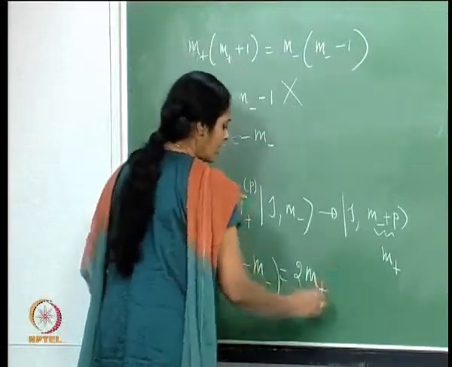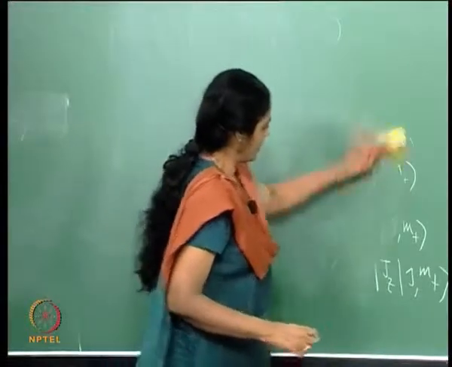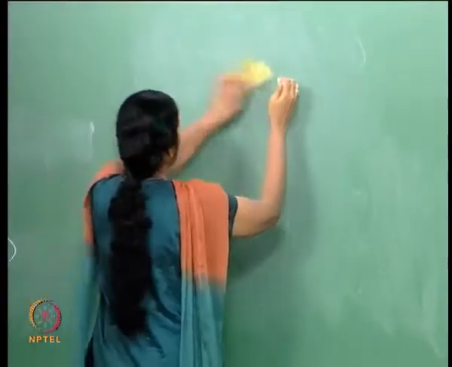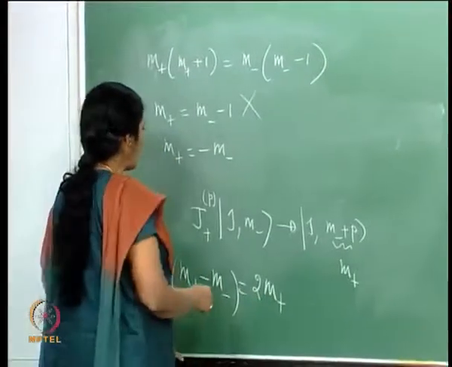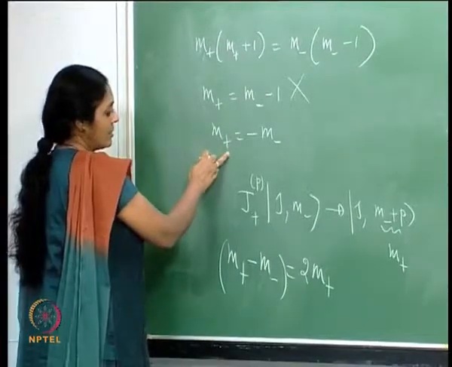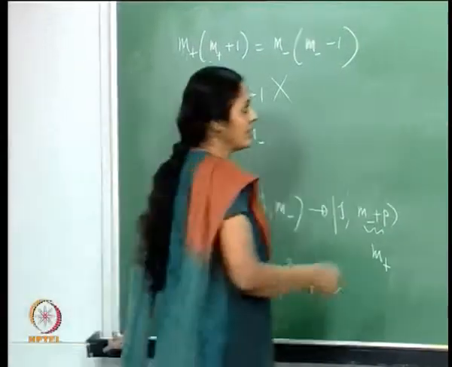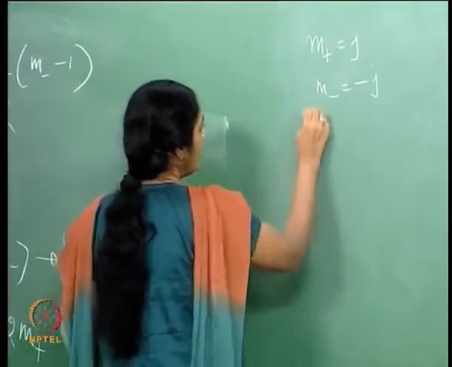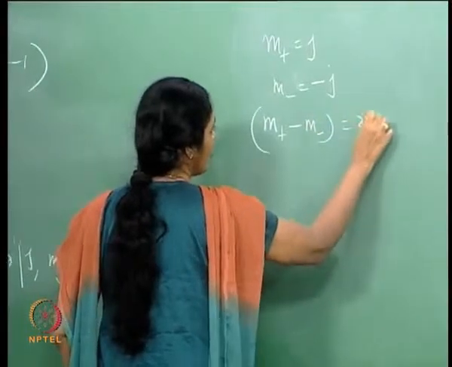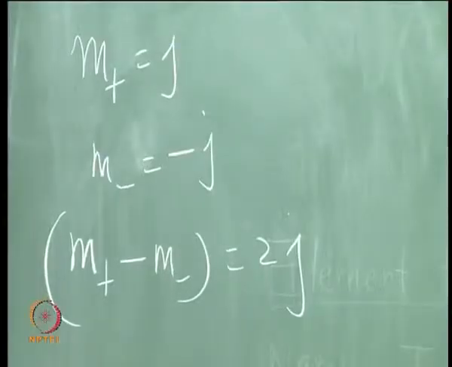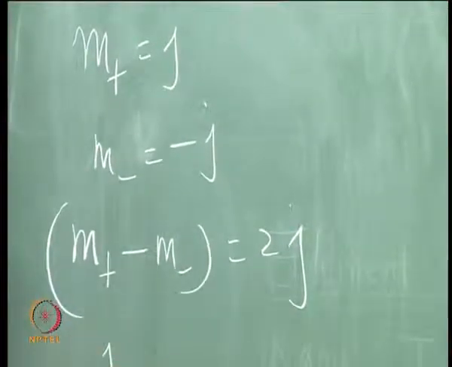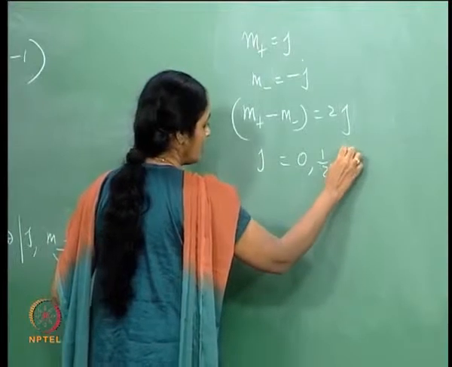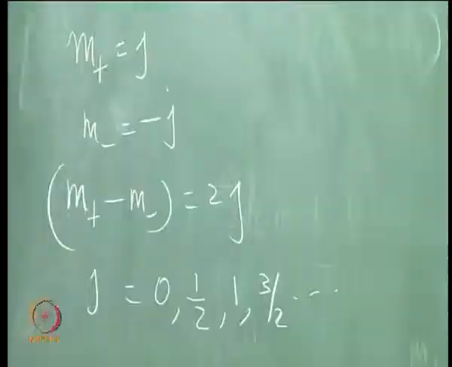The solution is this. Since lambda is simply a function of j, I now have m plus minus m minus is 2m plus, and m plus is j, and therefore m minus is minus j. And therefore m plus minus m minus is 2j. But this is an integer. Therefore j takes values 0, half, 1, 3 by 2, and so on.